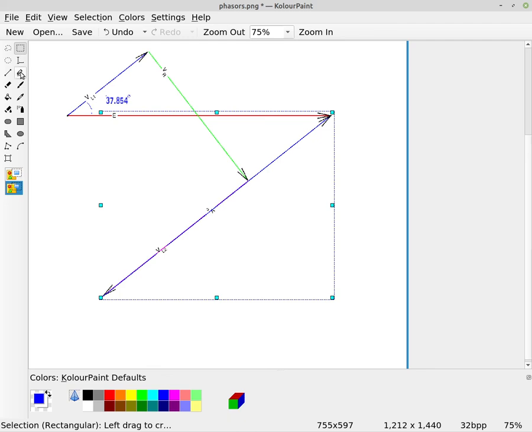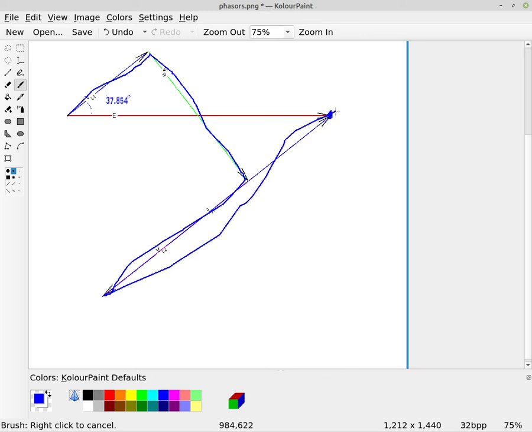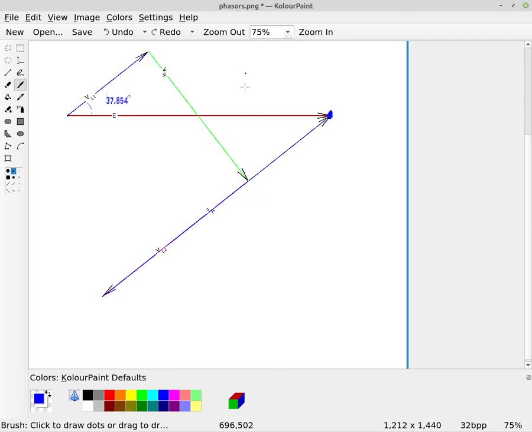But notice where it gets me, right? It gets me right here to E. So when you add VL plus VR plus VC plus the other VL, you get E. That is Kirchhoff's voltage law. So this is the graphical representation, also known as a phasor diagram. So this is a phasor diagram of the voltages.